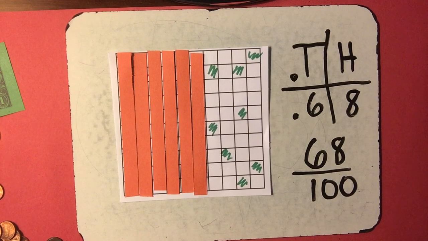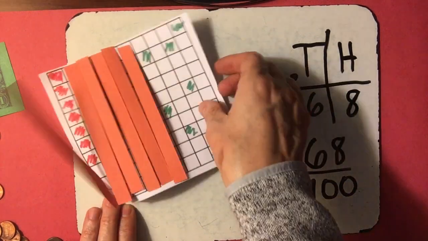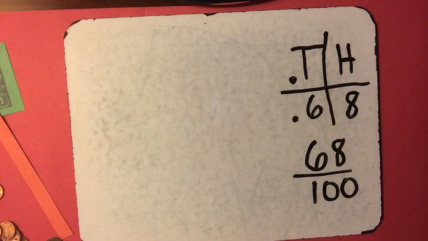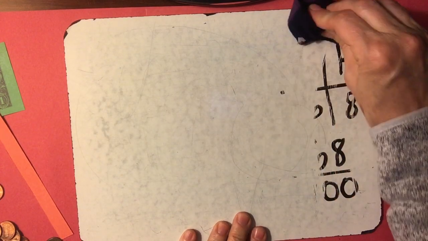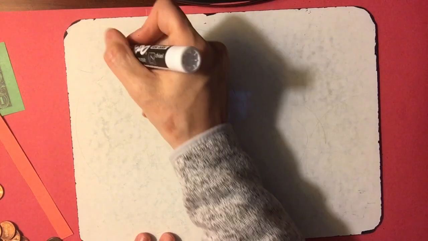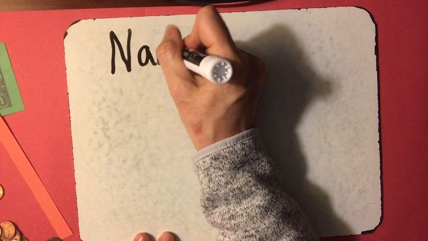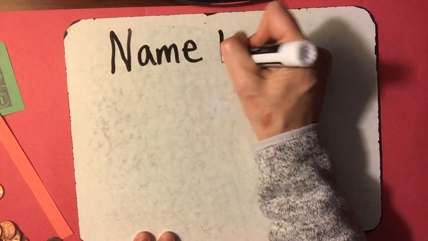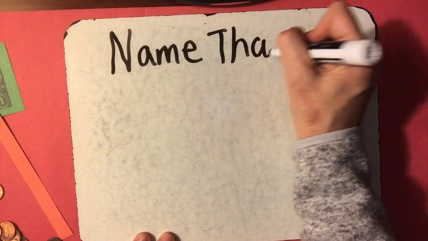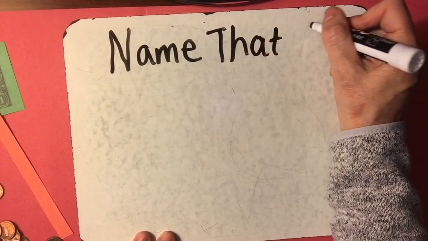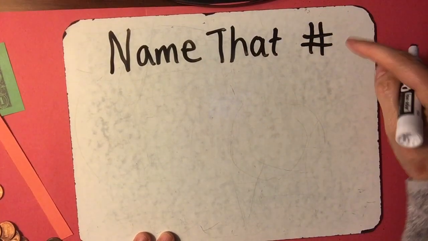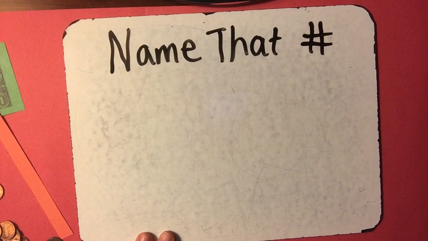Okay, so we're going to go ahead and now move on to the game. And the name of the game is Name That Number. I'm going to play one round with you, and then I'm going to encourage you to play this game with your family. And I'm going to write Name That Number. So when I was a kid, this represented number. It probably represents hashtag to you, but whenever I see it, I always think it says number.